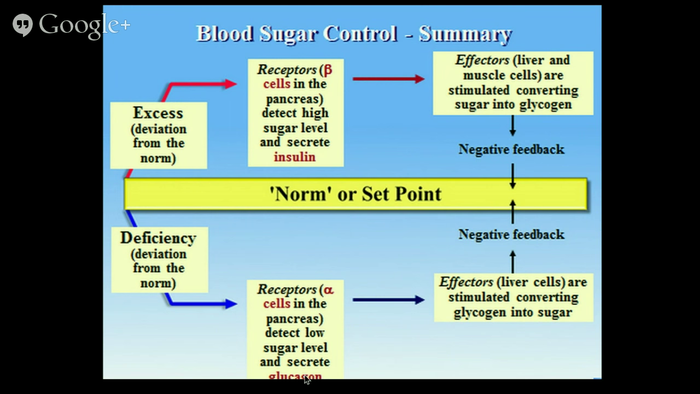So if alpha cells release glucagon, then beta cells must release insulin. So that's one way I'll use to remember.